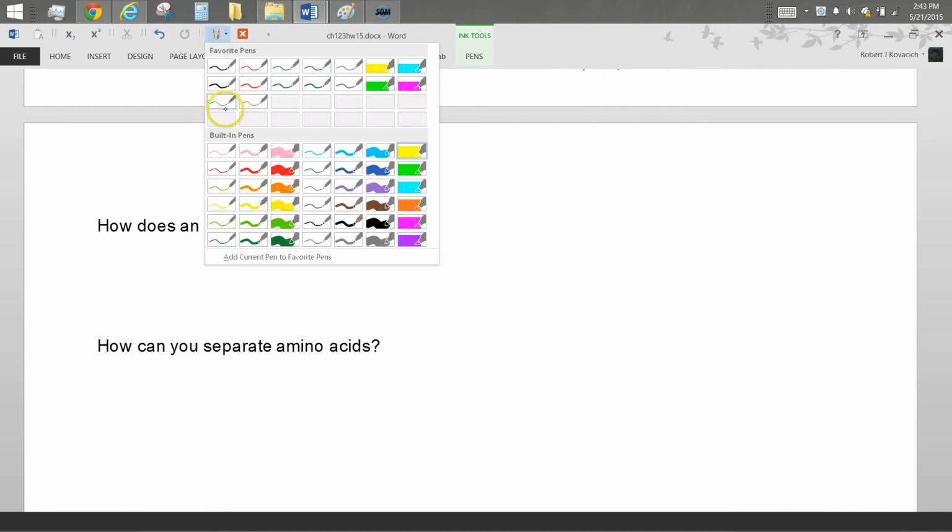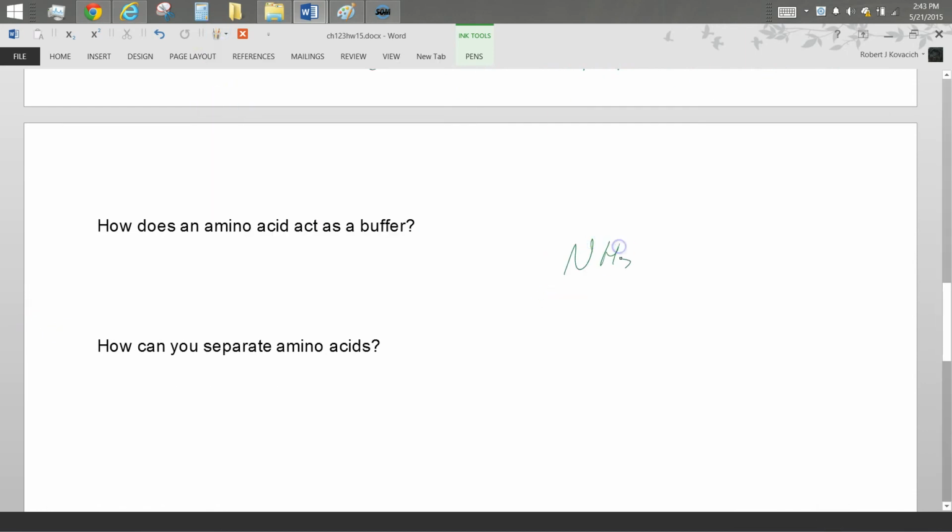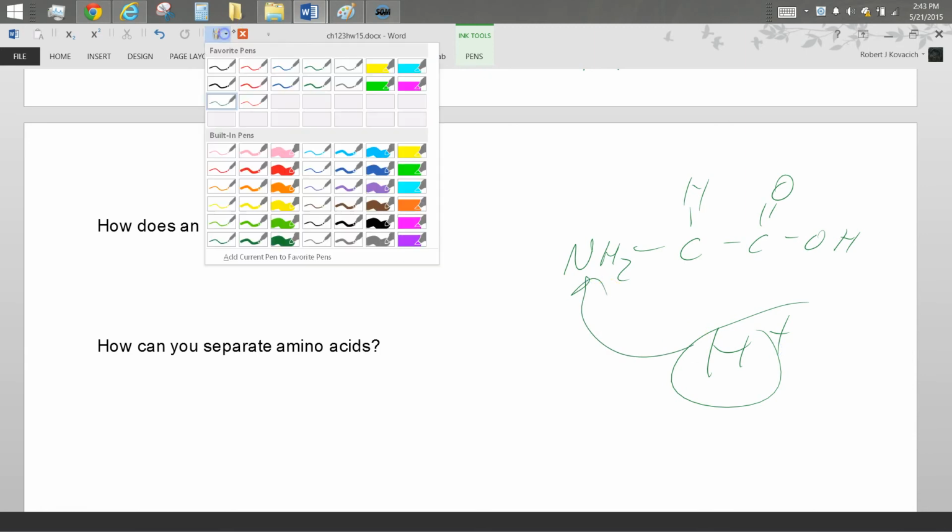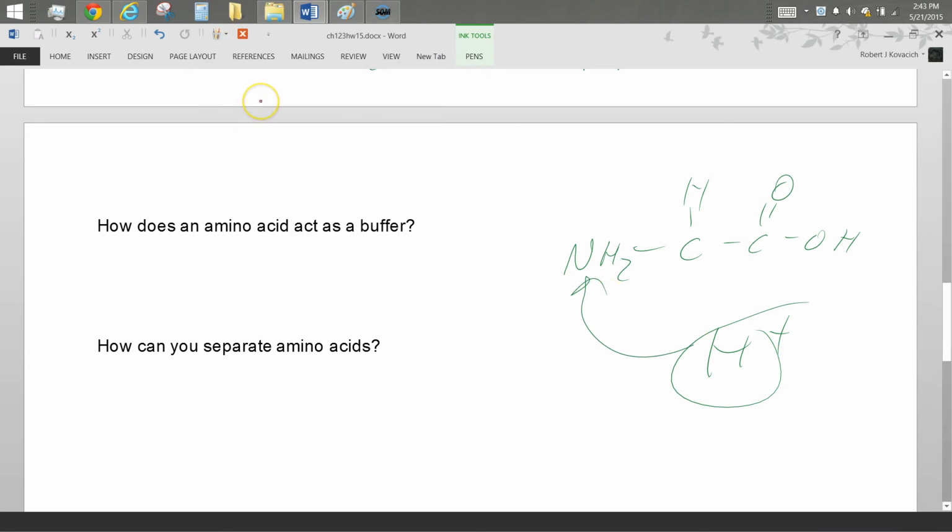Okay, example of how it can act like a buffer. So if I add an H plus to it, where does this go? This would attach itself right there. And if I added a hydroxyl group to the solution, what would happen? A hydroxide? A hydrogen. And then make myself a water molecule. So in both instances, the hydrogen ion and the hydroxide ion disappeared from the solution.